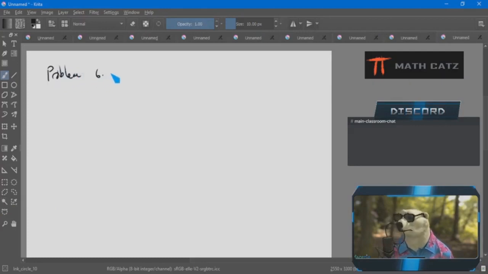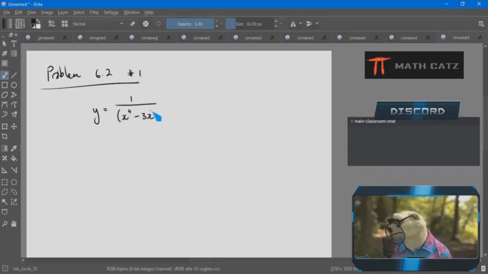Problem 6.2. Let's just start with number 1. Nothing wrong with a good old number 1. I did not name these functions, which is probably a bad thing. A function should be named. Let's call them y. I have the following function, like so.